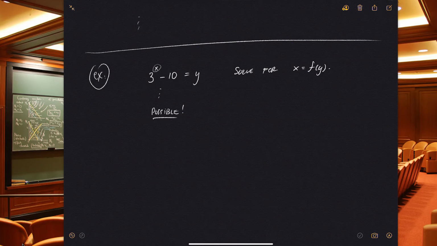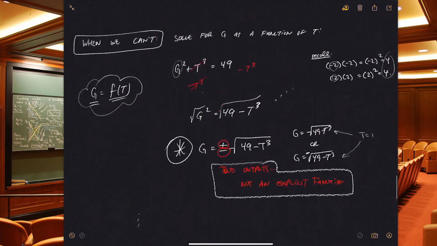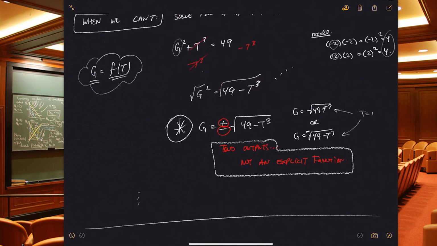So what you're still on the lookout for, if something's a function, is how many outputs does it have for each input. If the answer is 1, then it's still a function. If it's 2, like we saw up here with square roots and needing the positive and negative square root, that's going to be a problem. Okay.